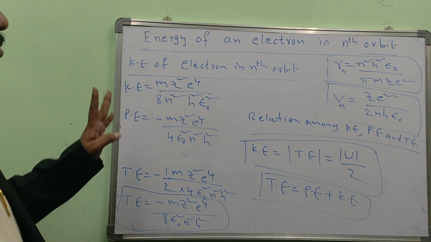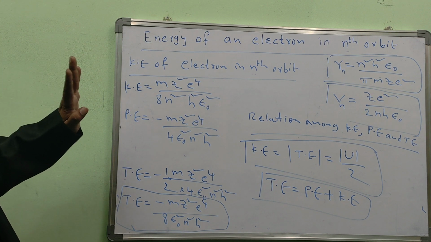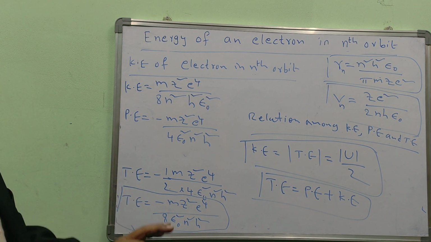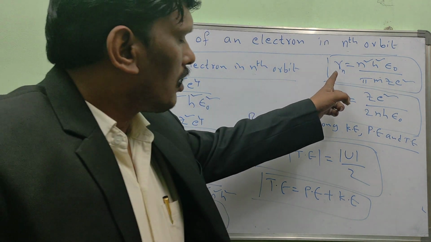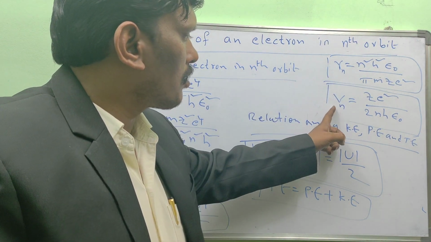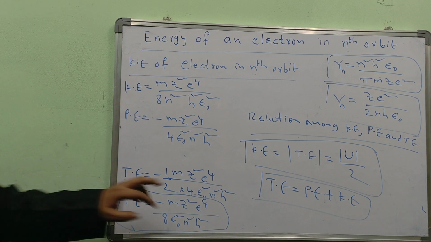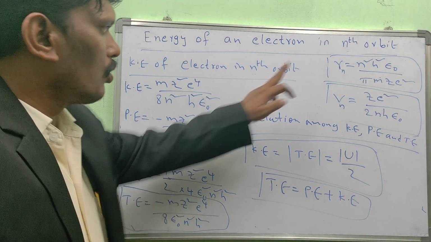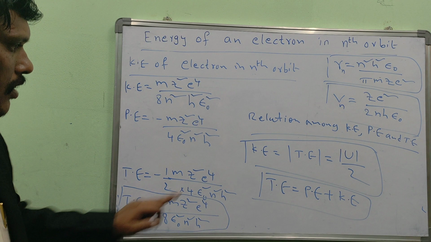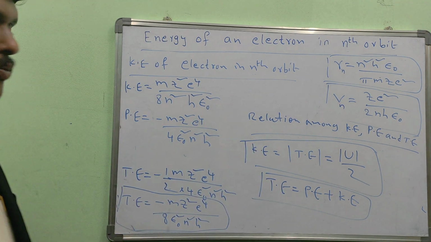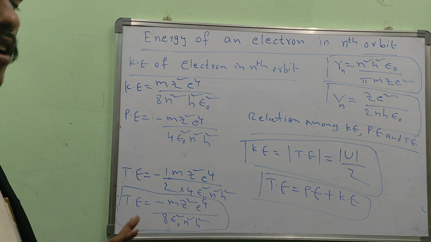These are the points we need to remember about the energy of an electron in the nth orbit, and the important formulas you need to write in your notebook: radius of the nth orbit, velocity of the electron in the nth orbit, kinetic energy, potential energy, total energy of the electron. That's all. And these two relations. So 1, 2, 3, 4, 5, 6, 7. Write down these points and practice. To solve problems, that is enough.